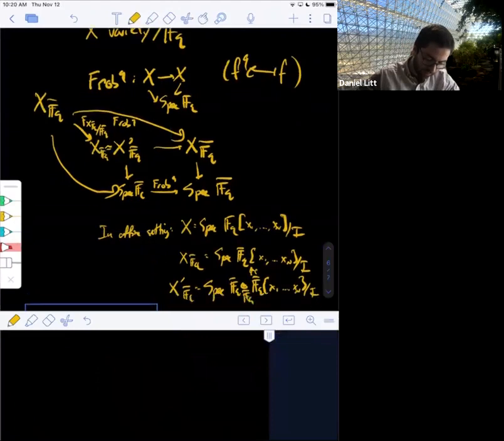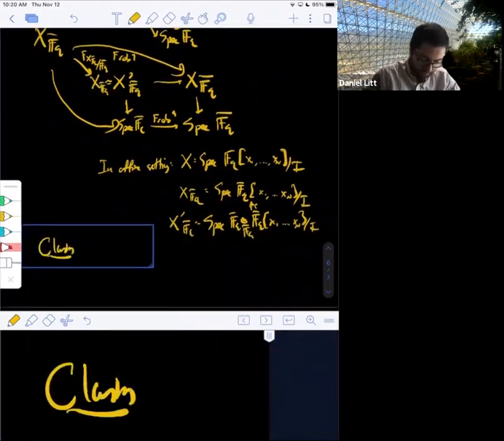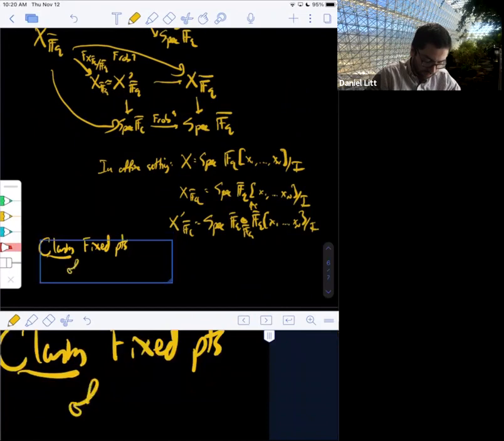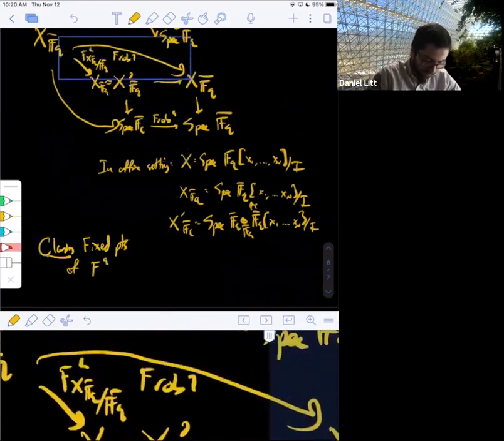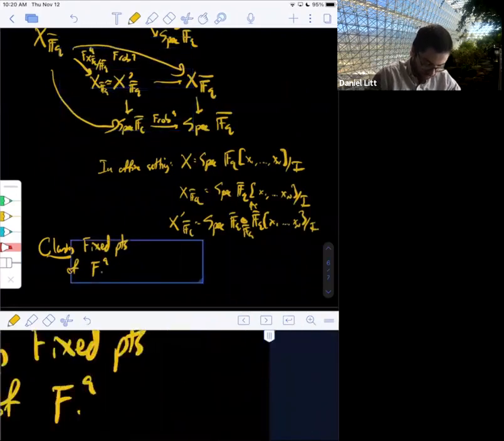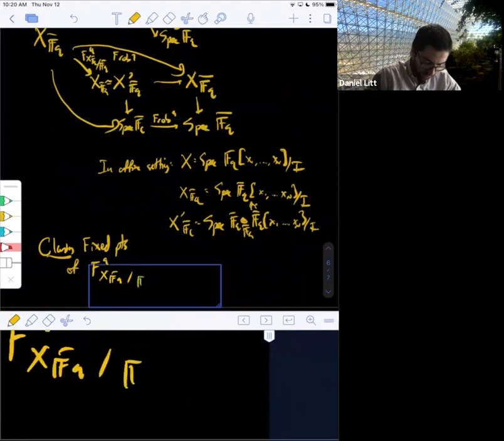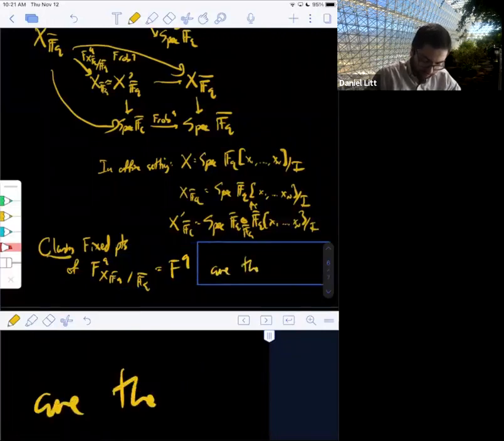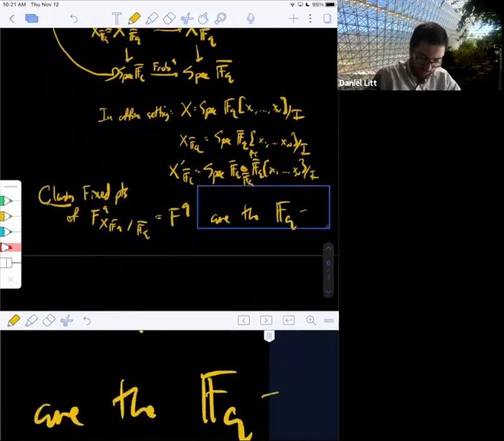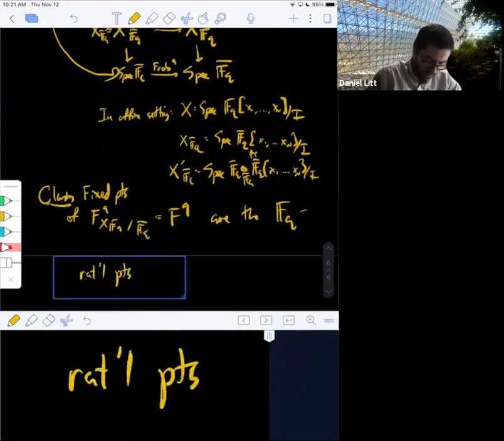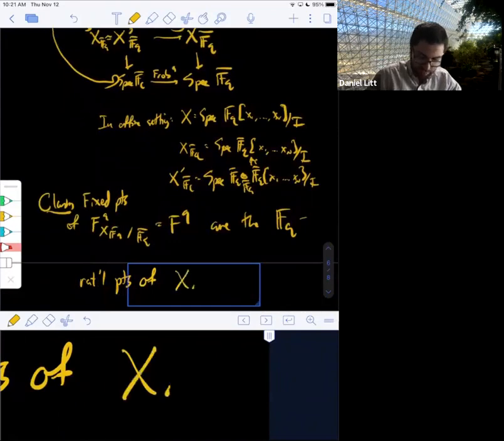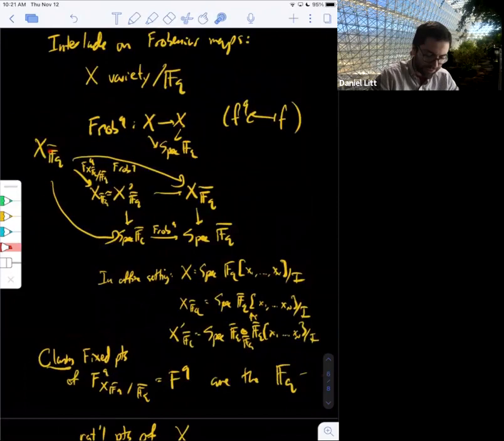So the claim now is that the fixed points of this F, let me put a Q superscript here, F^Q of X FQ bar over FQ bar, which from now on I'll just call F_Q, are the FQ rational points of X. And I don't want to say it's trivial because we wrote down this very complicated diagram, but it's trivial. So let me say why that is.